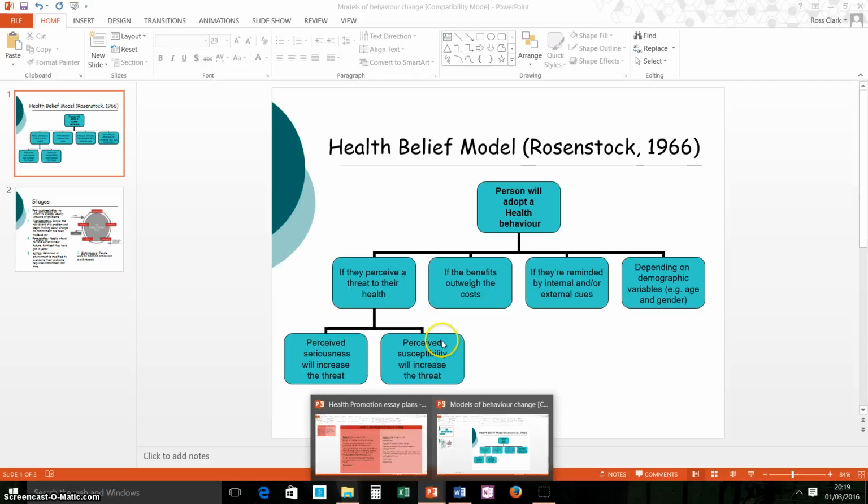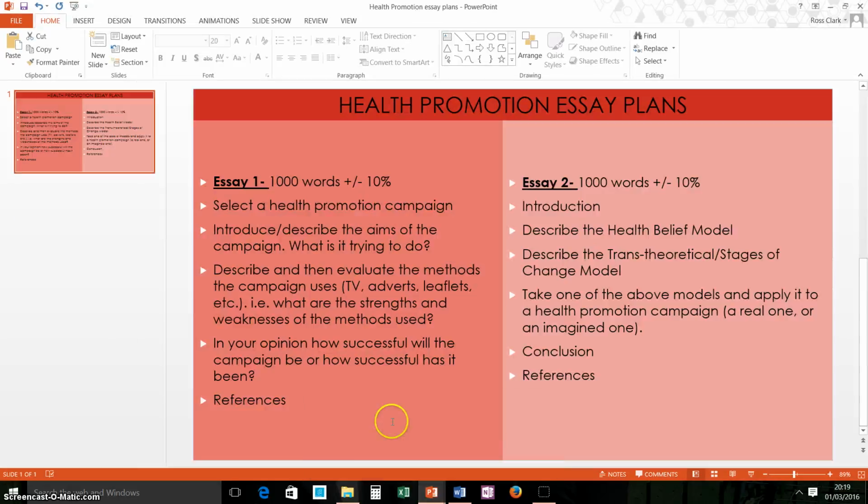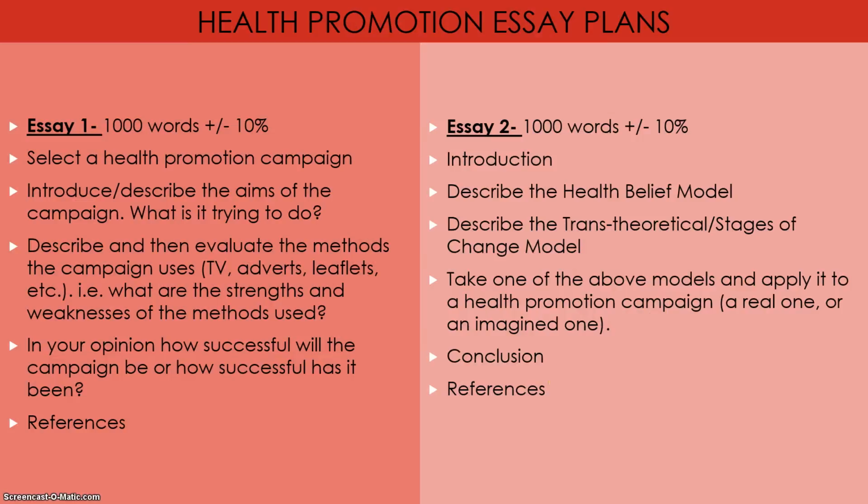So like I say, that's one of the models we did in my classes. You may have done others. So that's what you're doing by applying it. You're describing the two models, take one of them, and then say, if I was using this model in a health promotion campaign, here are the stages I would go through. And then finally, you end with a conclusion where you're summarising what you have been discussing in the essay previously.